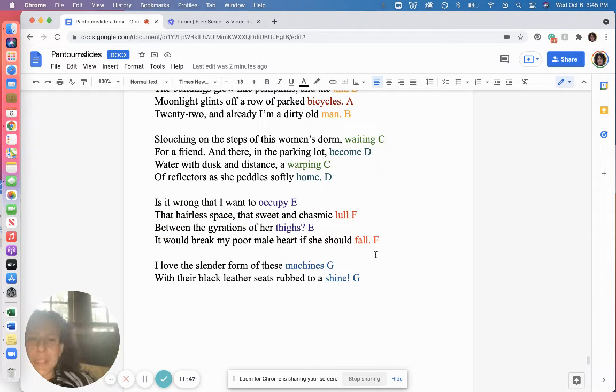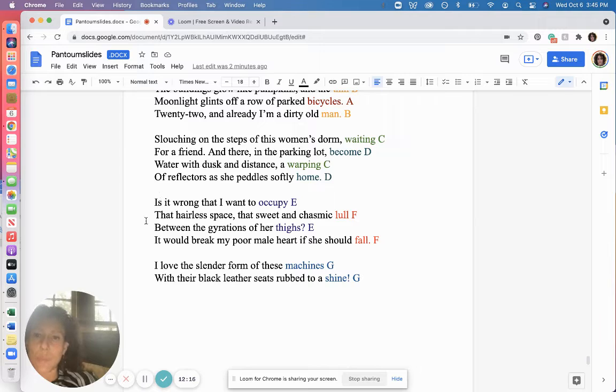And so the couplet snaps shut, but I should mention technically, because the volta comes before the couplet itself, the volta, I would argue, is instead that hairless space, that sweet and chasmic lull between the gyrations of her thighs. So in other words, it's that wonderful interrogative turn where he's expressing concern, but is he really, right? Like he doesn't really care if she falls.